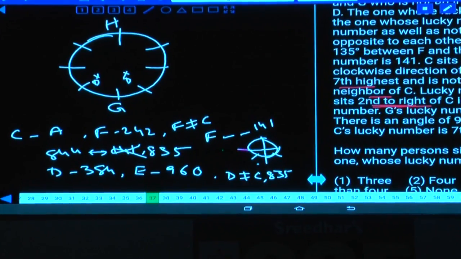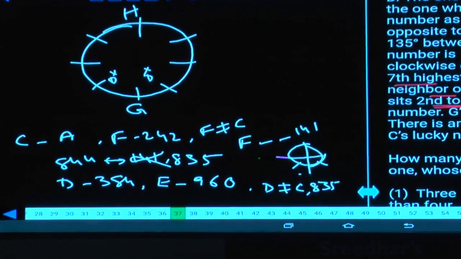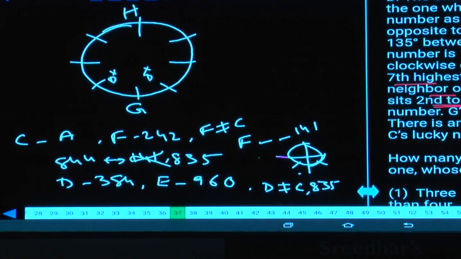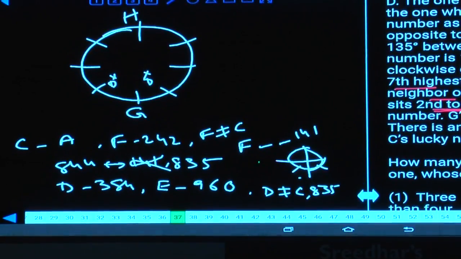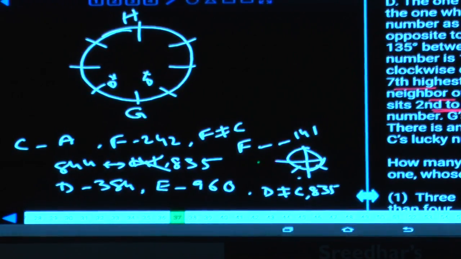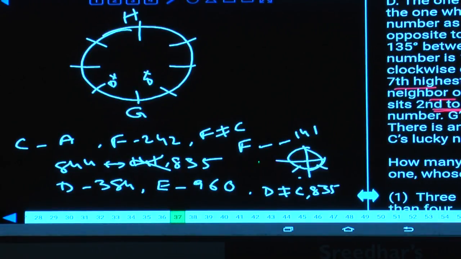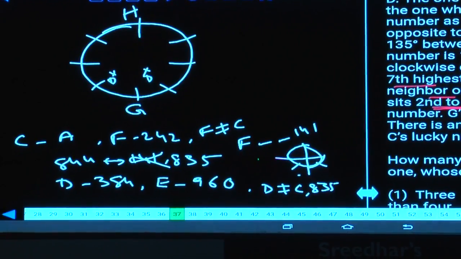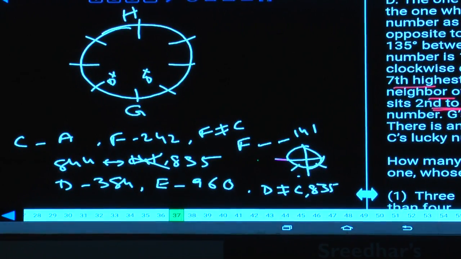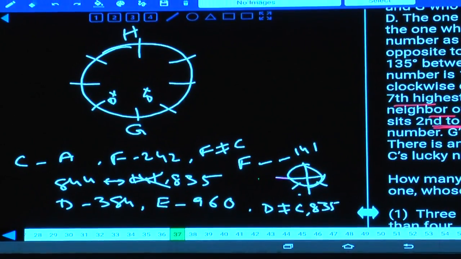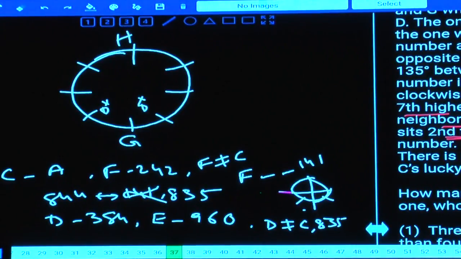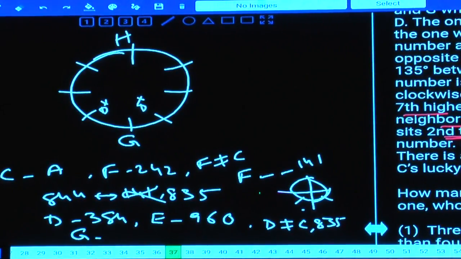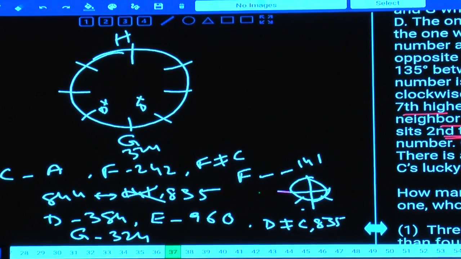The lucky number of the one who is second to the right of C is an odd palindrome. Hence, whose lucky number is 141 here? G's lucky number is a perfect square. As G's lucky number is a perfect square, among these numbers, what is a perfect square here? 324. Now G is 324.